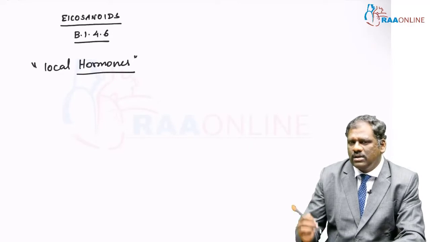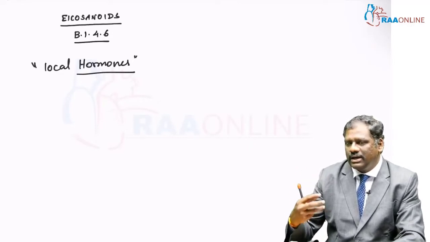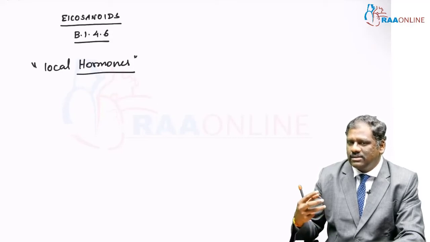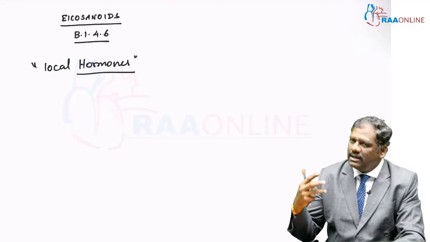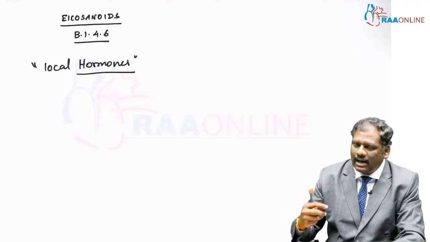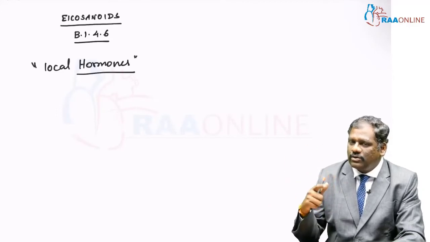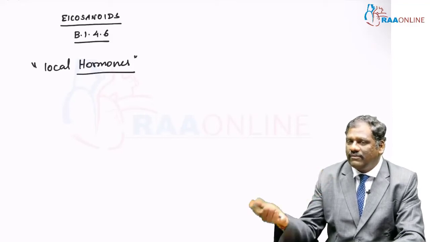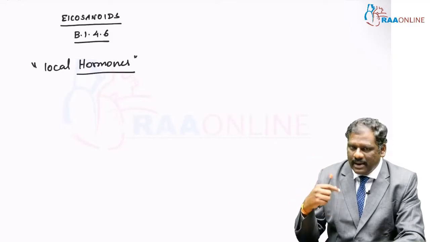Why? Because hormones are synthesized in specific endocrine glands, and get stored in those glands itself, and whenever there is a requirement, the gland will secrete the hormone into the blood, and this circulates in the entire body. It goes to various tissues which are very far away from the main gland.